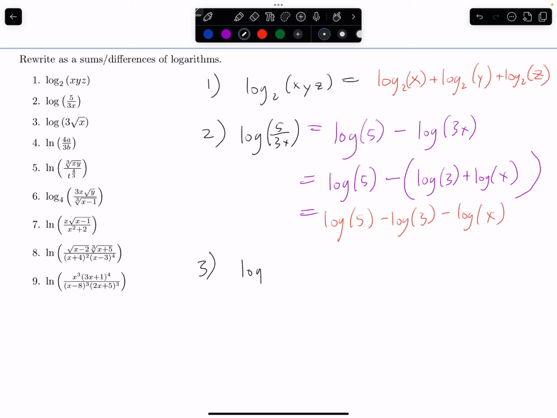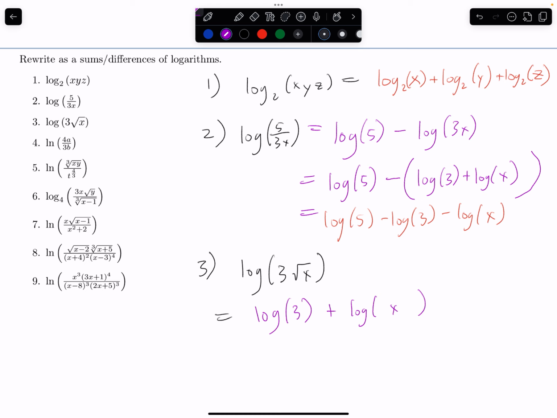Without erasing, here I've got log of 3 square root of x. First thing I see, multiplication happening, right? I'm going to switch that to summation. That's going to be log of 3 plus log of square root of x. But you know, square root of x, that's actually just a power. And what power is that? I'm going to rewrite it as a power here. That's really x to the 1/2 power, right?